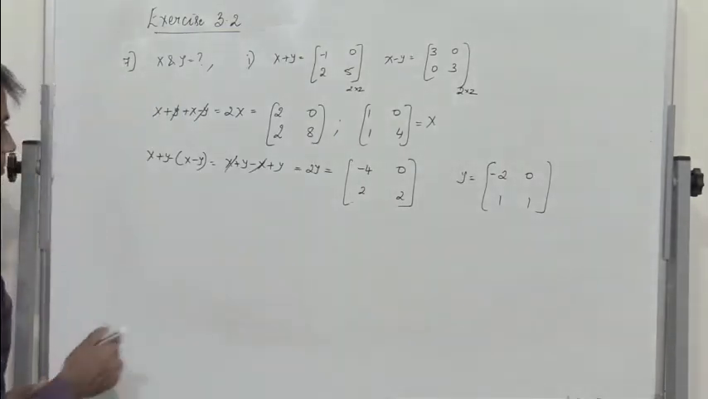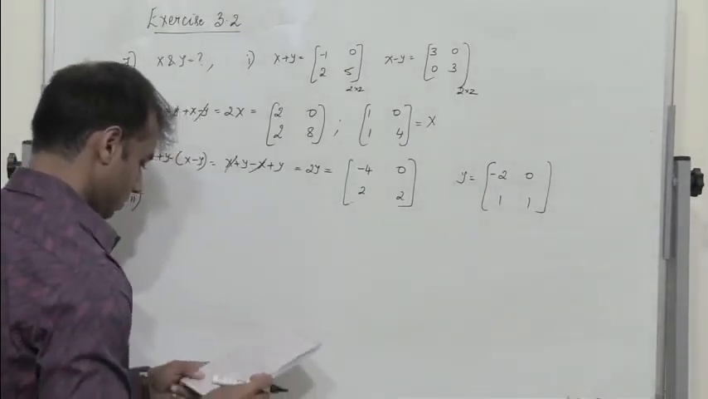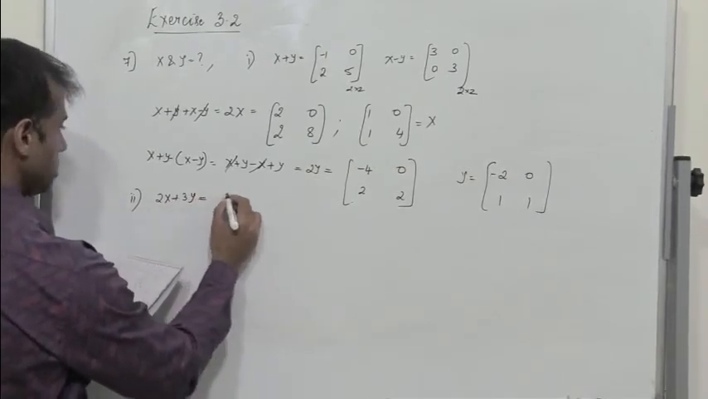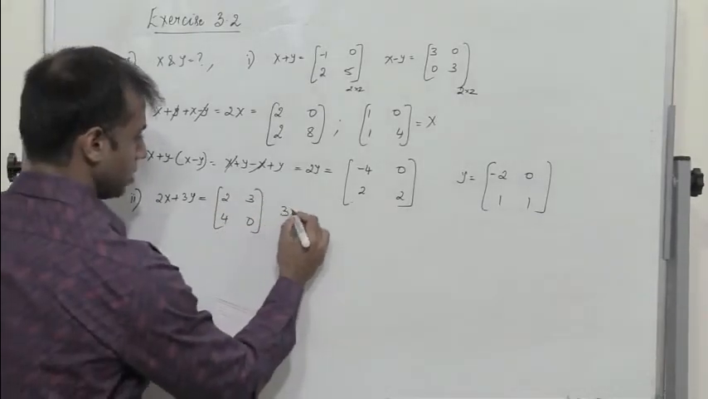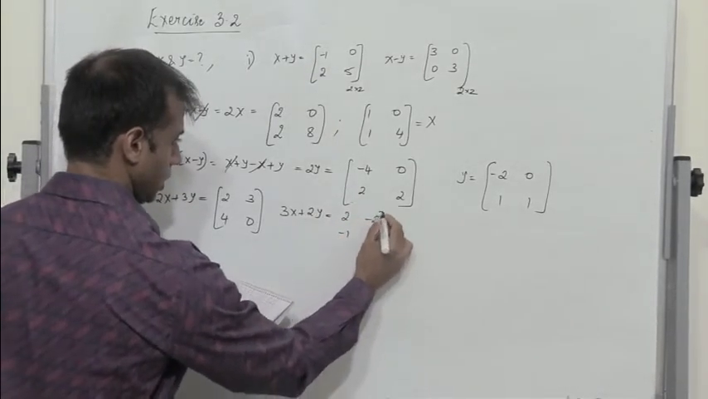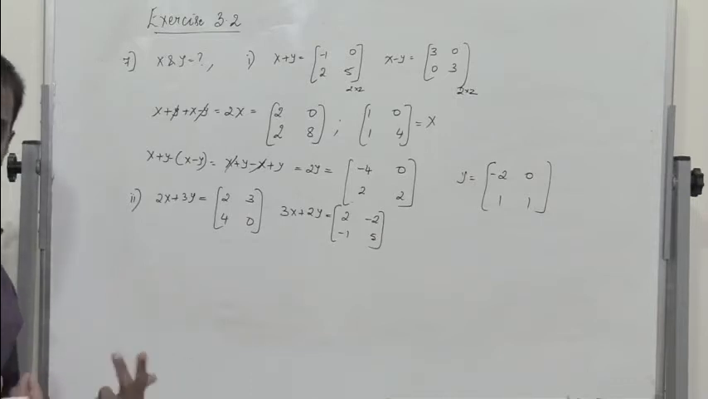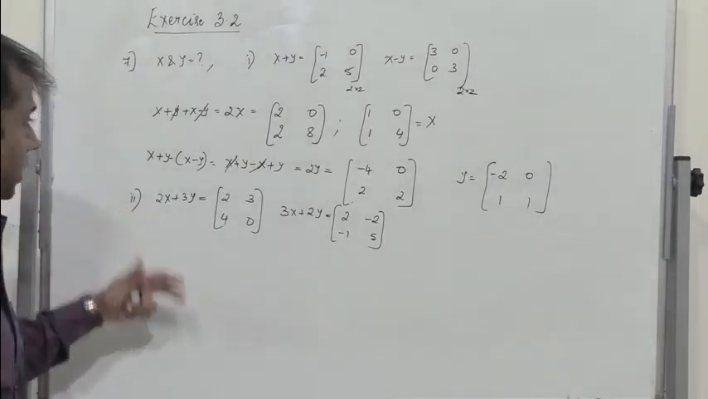So the next one, given 2X plus 3Y equals 2, 3, 4, 0, and 3X plus 2Y equals 2, minus 2, minus 1 and 5. So we need to find the value of X and Y. So how do we do that? So first let us try to eliminate the value of X and find the value of Y, and next let us try to eliminate the value of Y and then try to find the value of X.